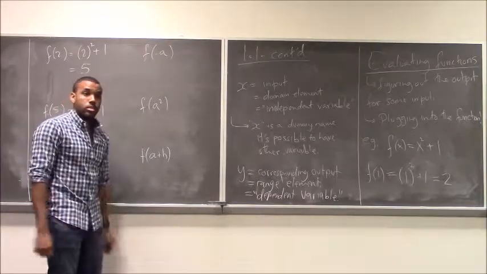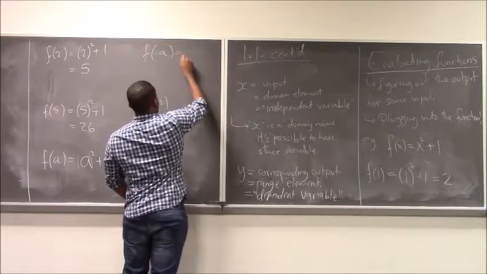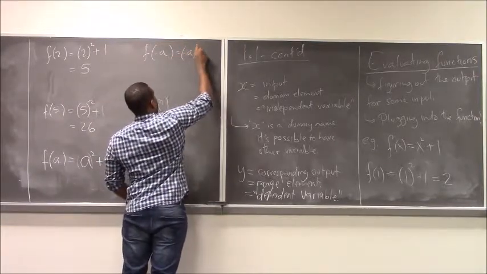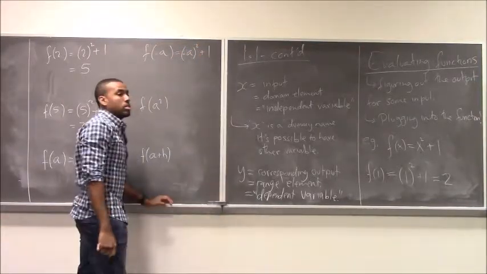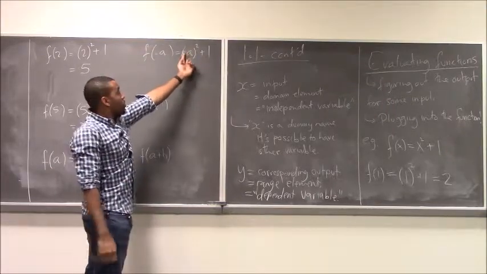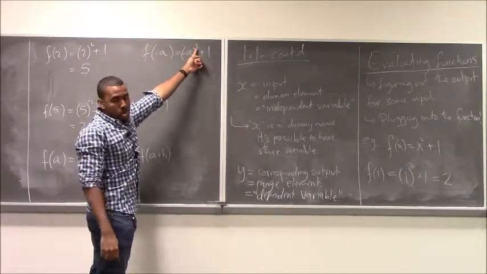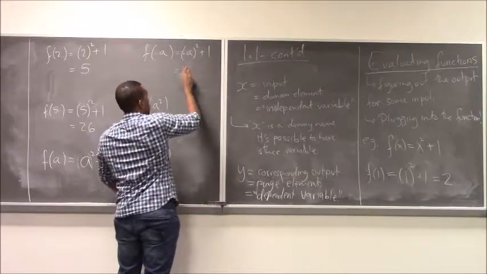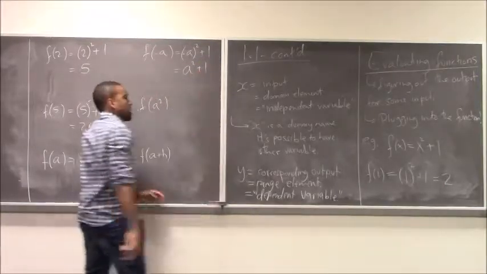What is f of minus a? A squared plus 1. Right. So it's minus a squared plus 1. And we know that if we square a negative, we raise a negative number to an even power, it becomes positive. So this is also just a squared plus 1. It's exactly the same as there.